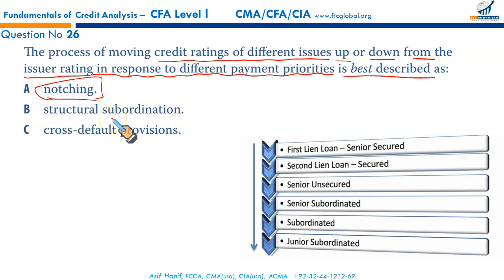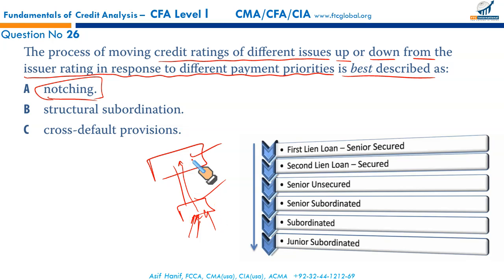Then what is structural subordination? I'm sure you would remember from your reading. Structural subordination can arise when a corporation has a holding company and subsidiary company structure, with debt at both its parent level and subsidiary level. Debt at the operating subsidiaries is serviced first by the cash flows of the subsidiaries, and then this cash is remitted or repatriated to the parent holding company. This is called structural subordination. So of course this is not what we are looking for here.